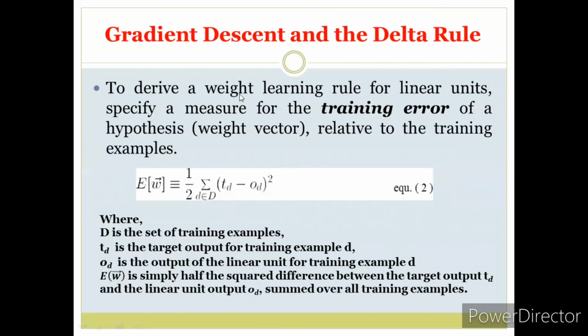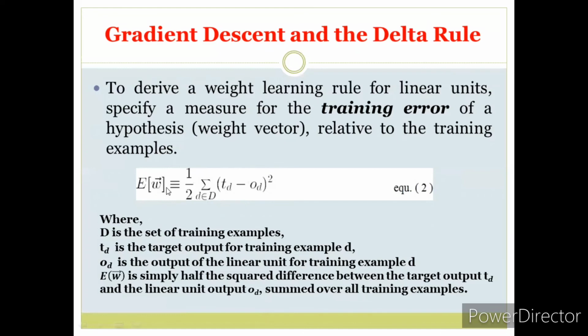So what we have to do to derive the weight learning rule for a linear unit is to specify a measure for the training error. That is, specify the measure for the training error of a hypothesis, that is, the weight vector, relative to the training examples. As you can see here, we are specifying the error with the help of a squared parameter. So when we do that, we can easily say that the error gets minimized till the target output is achieved or classified.